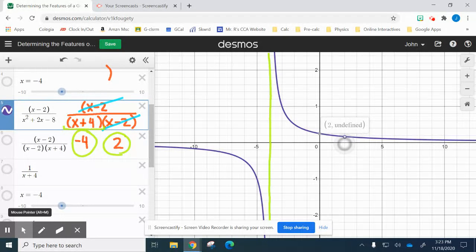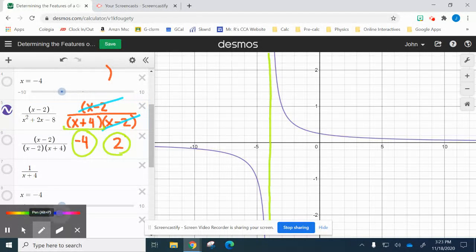So if you can cancel it out, it's undefined. If you can't, and we're talking about the zeros in the denominator, if you can cancel them out, it will be a hole in the graph. If you can't cancel it out, it will be a vertical asymptote. So once again, here we have a hole at x equals 2, and we have a vertical asymptote at x equals negative 4.